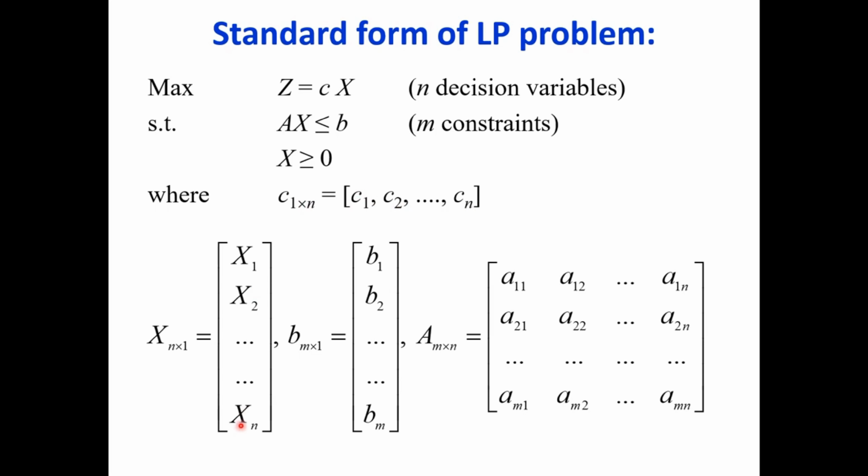x is right here, b is m by 1 here, and this is m times n, where we have all these coefficients. So these are known. These are our technical coefficients, they're just the technical relationships, and b is a set of right-hand side constraints.